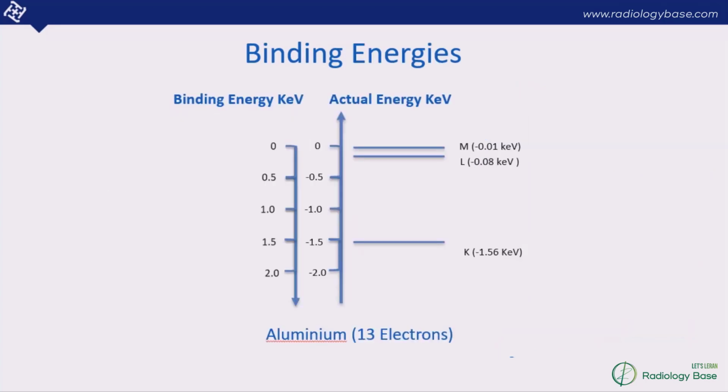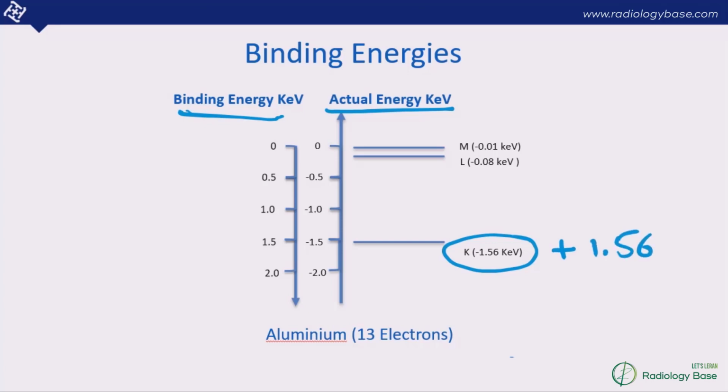Now we come to the definition of binding energy, which is different from the actual energy of the electron. Now we know that this is the energy which is a negative 1.56. So to make it zero, so that the electron experiences no net attraction by the nucleus, you have to give plus 1.56 keV to make it zero.